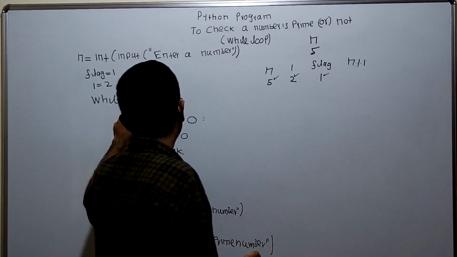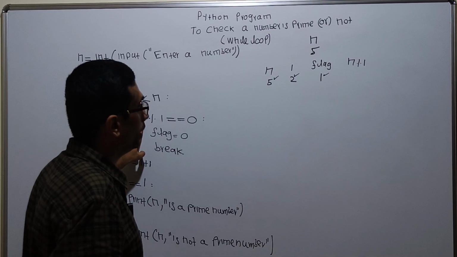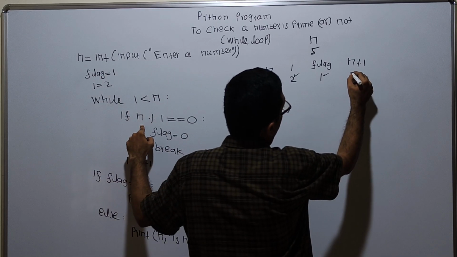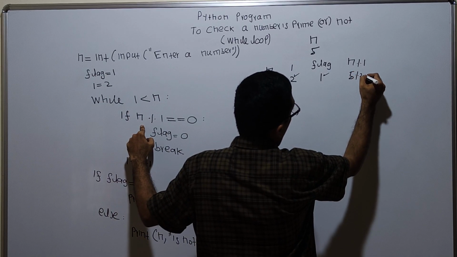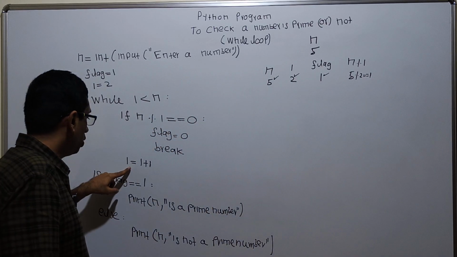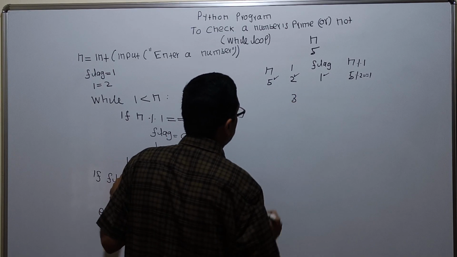I am checking a condition, 2 less than 5. The condition is true. Control will come and check n modulo I. n is 5 modulo 2. The remainder is 1. So this condition is false. I value will get incremented. So now I becomes 3.